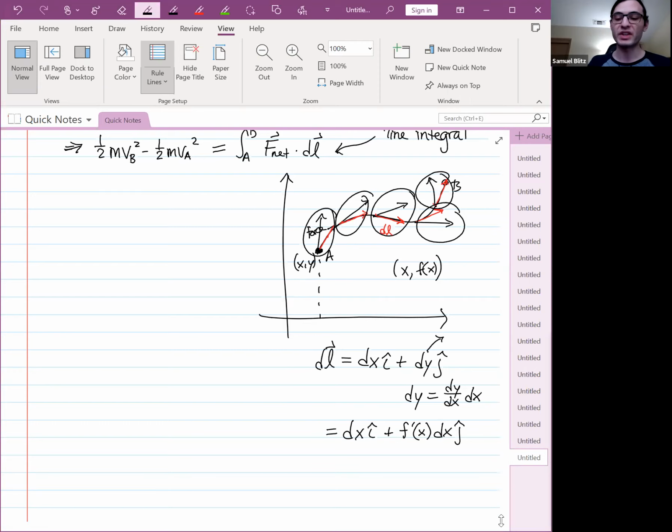So basically what this does is it lets us define our integral in terms of just one variable, x. And then we can just integrate from the initial x, say xa, to the final x, say xb. And so then our integral would become the integral from xa to xb.